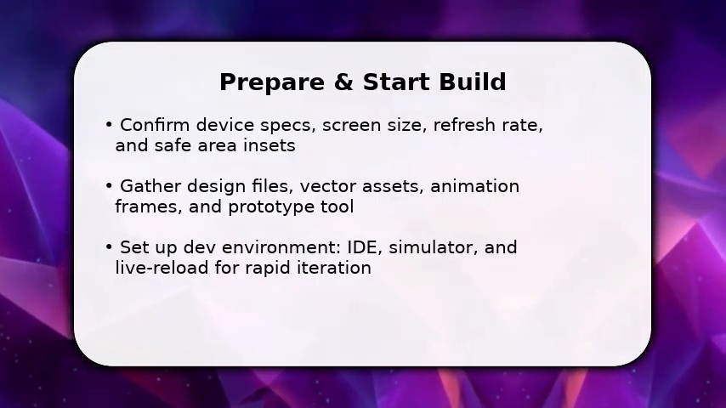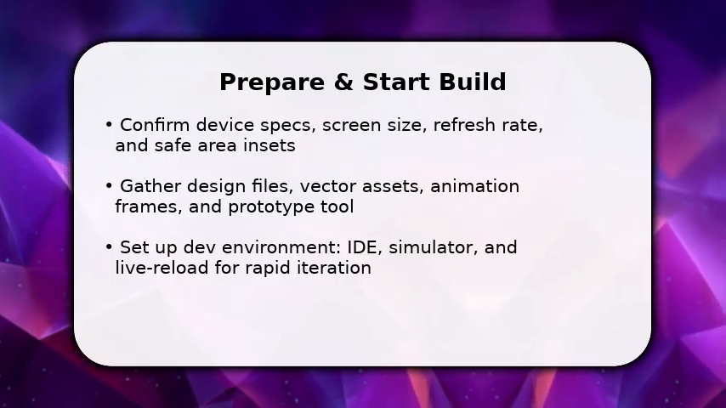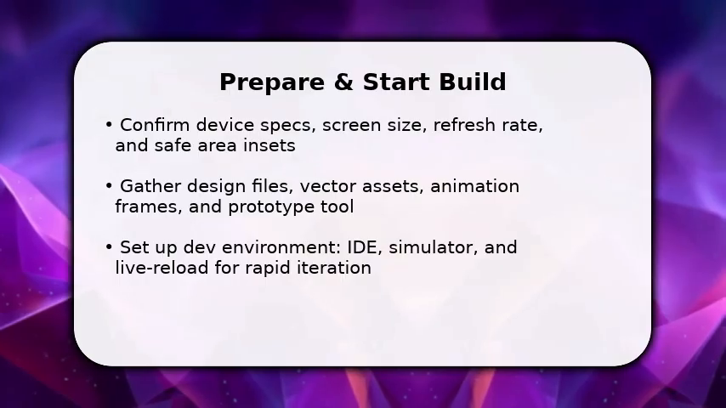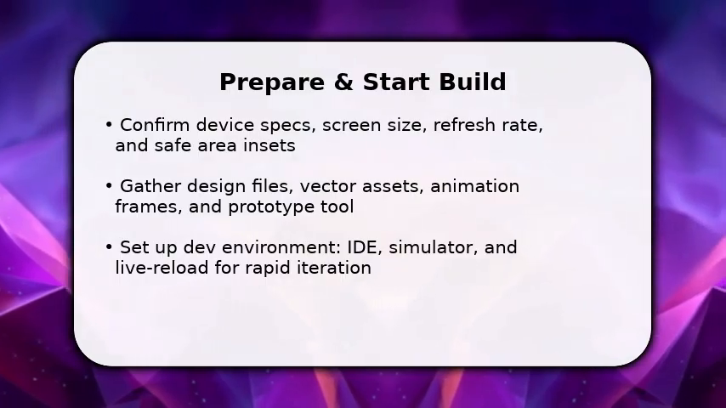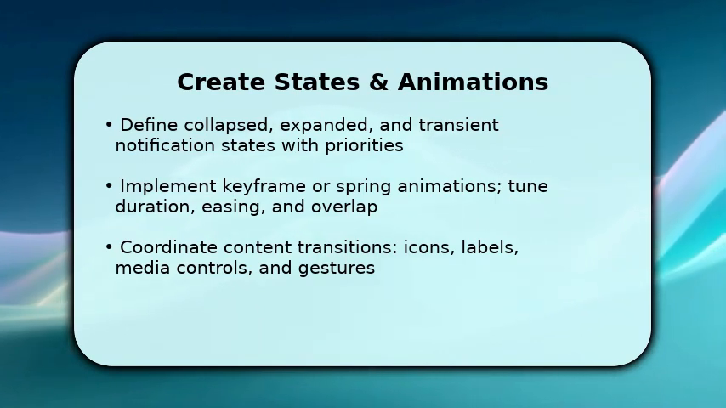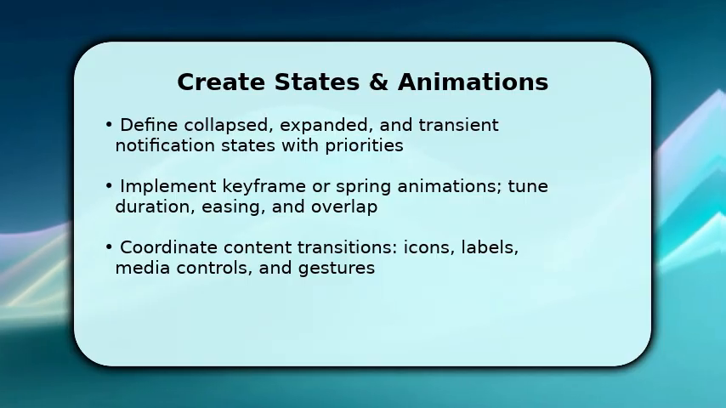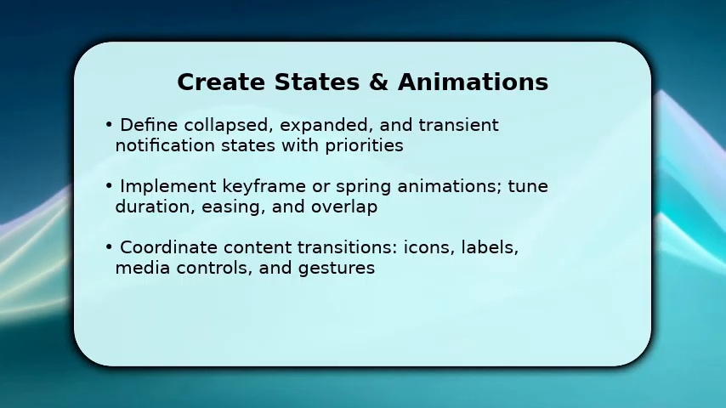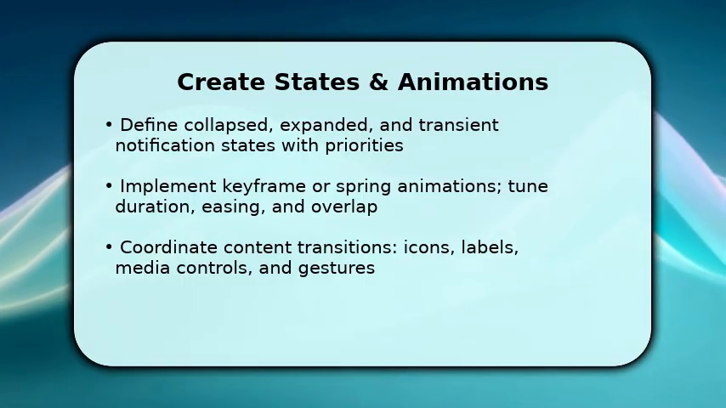This speeds up testing. Make sure to lock core constraints and test a simple mock interaction to confirm touch targets and spacing. Then move to implementing visual states. You now map out each state, collapse for ambient, expanded for interaction, and transient for alerts, and assign priorities to avoid conflicts. Next, animate between states using spring physics or keyframes so expansions feel natural.